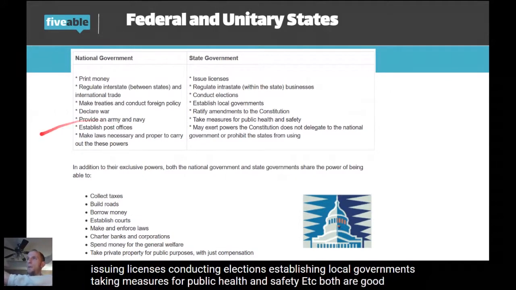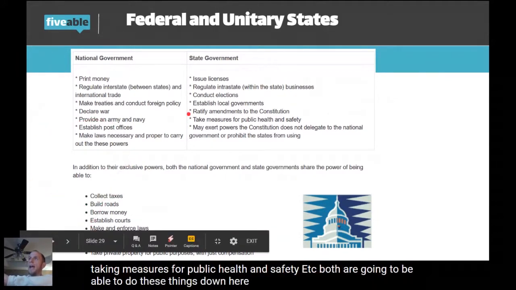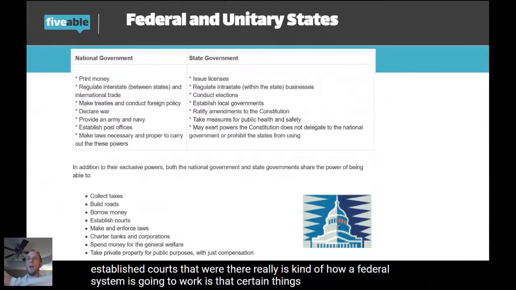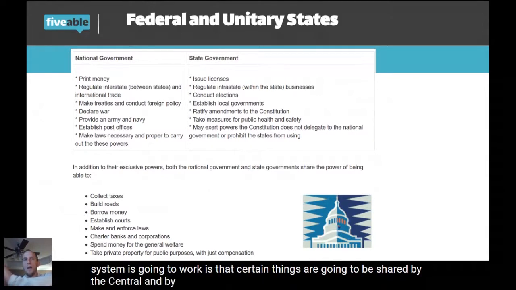Both are going to be able to do these things down here: collect taxes, build roads, borrow money, establish courts. That really is kind of how a federal system is going to work. Certain things are going to be shared by the central and by the local state governments.